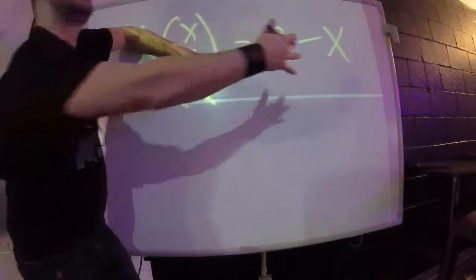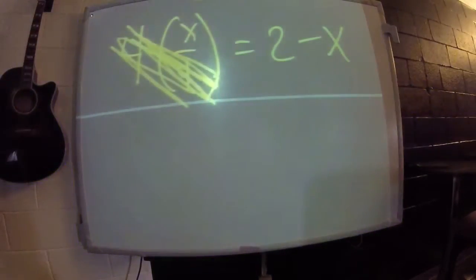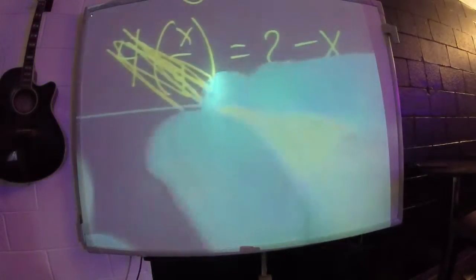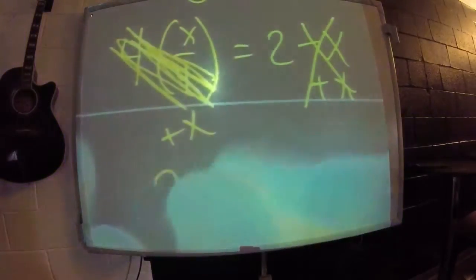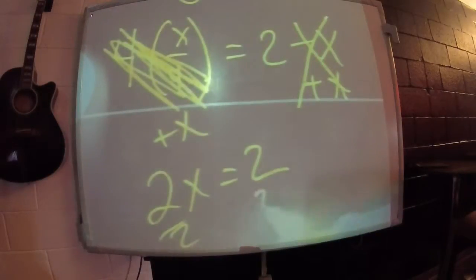Now, let's add this 2x. Let's kill it. Let's add 2x on each side. This problem really wasn't as scary as some of us made it out to be. 3x equals 2, then divide by 3, and x equals 1. x equals 1. Okay. Now hold on.